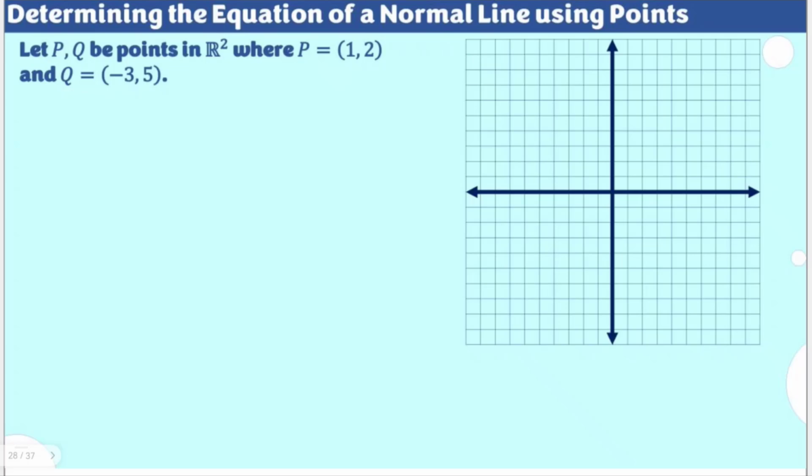This is to continue determining the equation of a normal line using the given points. We have points P, which is (1, 2), and Q, which is (-3, 5). Let's illustrate them first on this Cartesian plane, considering that each grid is 1.